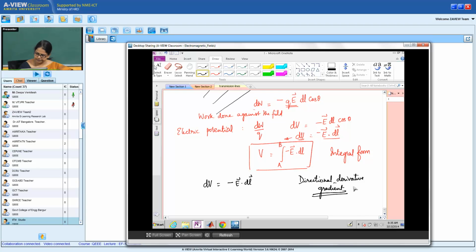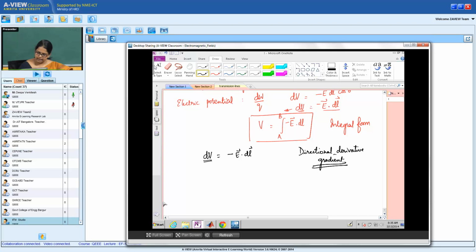We had discussed that a differential dV can be written in terms of gradient as dV equal to gradient V dot dl, because gradient is a vector whose magnitude represents the maximum rate of change and the direction represents the direction in which the maximum rate of change happens. So if you want to know the change in a given direction, you take the projection of dV along that direction. So that is exactly what you want.